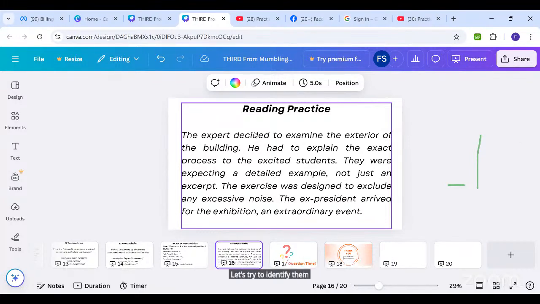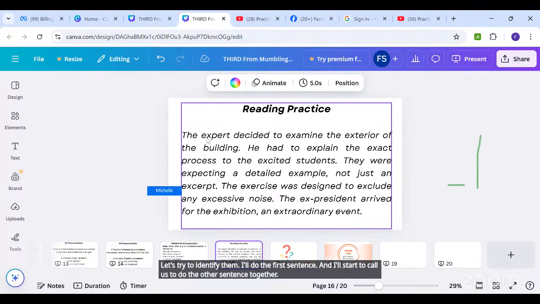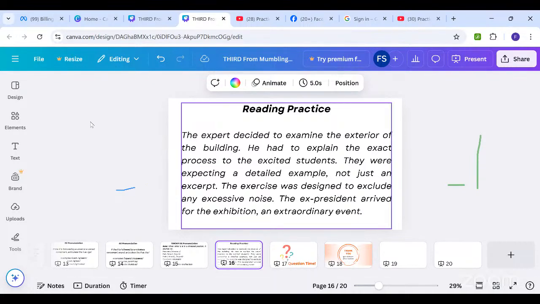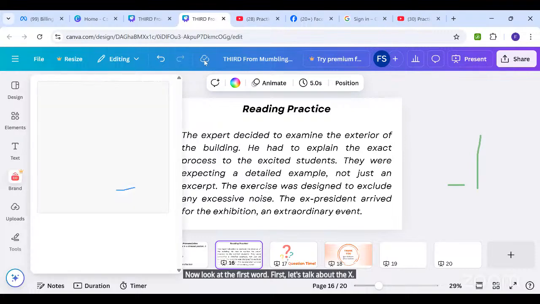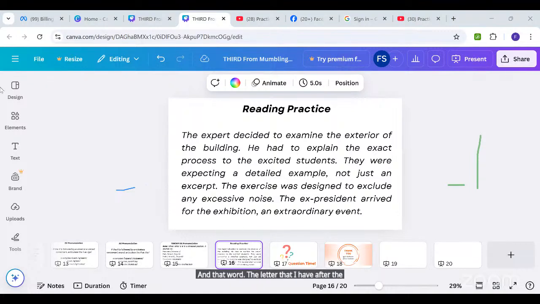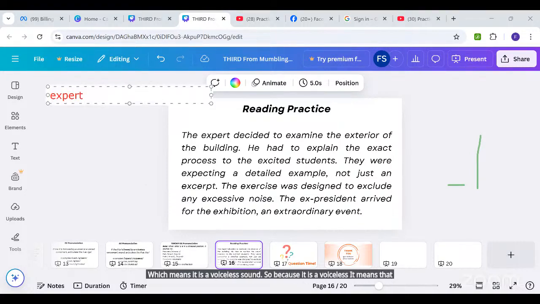I'll do the first sentence and I'll start to call us to do the other sentence together. Now look at the first word. First, let's talk about the X in that word. The letter that I have after the X is a P, which means it is a voiceless sound. So because it is a voiceless sound, it means that the X there would sound kus. The X would sound kus.